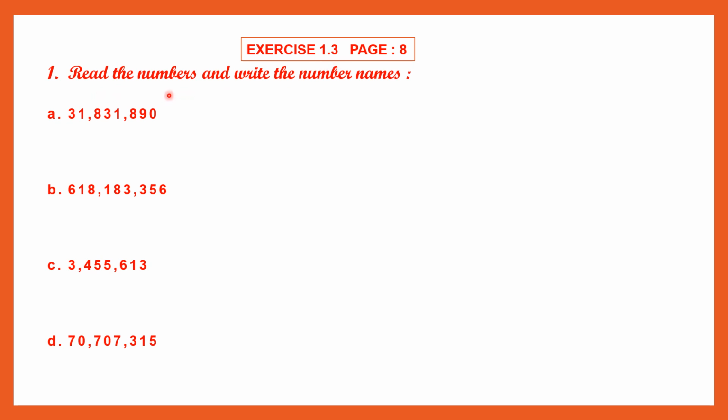Here we have to read the numbers and write the number names. So the numbers given to us, and it's always easy when there are commas. Now this is a large number. So let's write the period above it. So here 890 is in the ones period, 831 is in the thousands period, and 31 is in the millions period. So how do we read this? We say 31,831,890. So let's write that down.